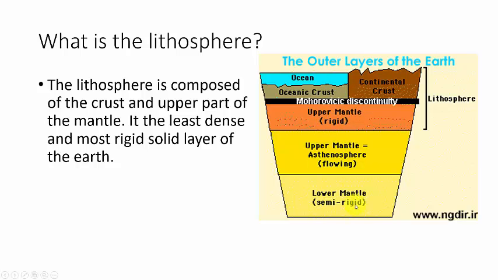And so this is semi-rigid. The asthenosphere has some flow. That's the magma. So that's why they group this together. And this is more dense, since this contains more iron.